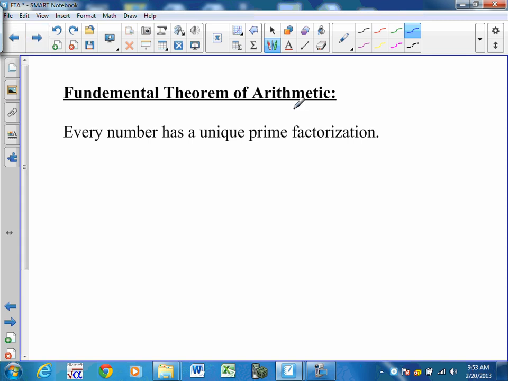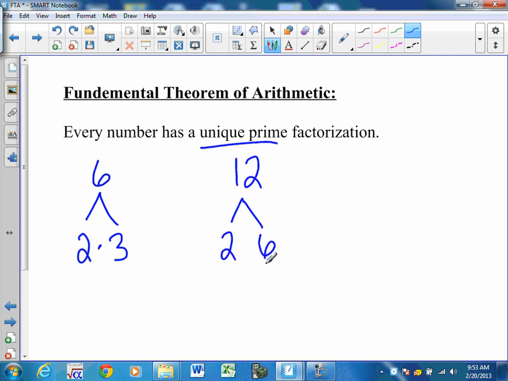If I had a number like 12, I could take 2 and 6, 2 and 3, so I could say that is 2 times 2 times 3. That is the fundamental theorem of arithmetic. Now, that's important just to understand the idea of that kind of basis for a lot of what we do in arithmetic. We don't think about it, but that's it.